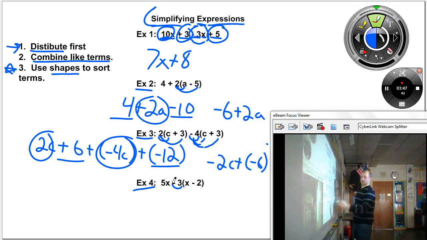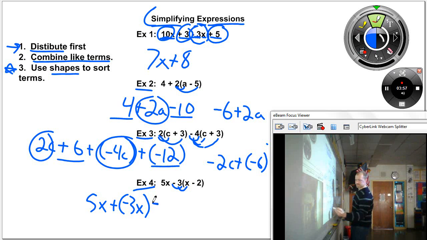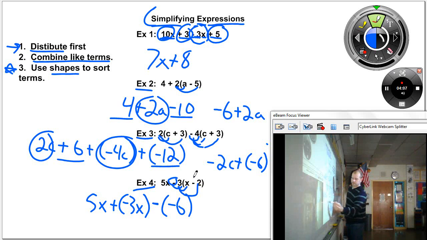Negative 3 is being distributed. So when we rewrite, we have 5x plus a negative 3x minus, and then a negative 3 times 2, which is a negative 6. Notice how here we have a negative, and here we have a negative. So in the end, we should end up with a positive 6 at the end. So a negative times a negative is a positive. Or some people like to keep that a subtraction and distribute the negative to make this a negative 6. Either way, you have to make that a plus 6 at the end.